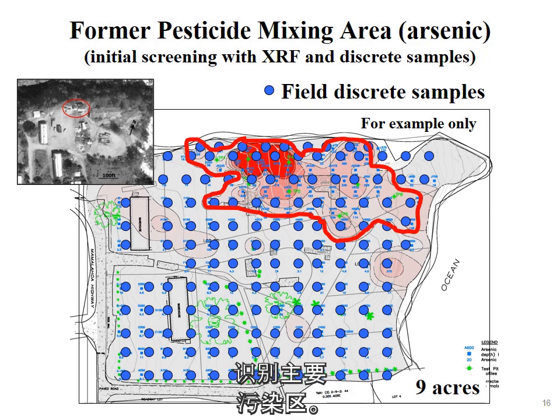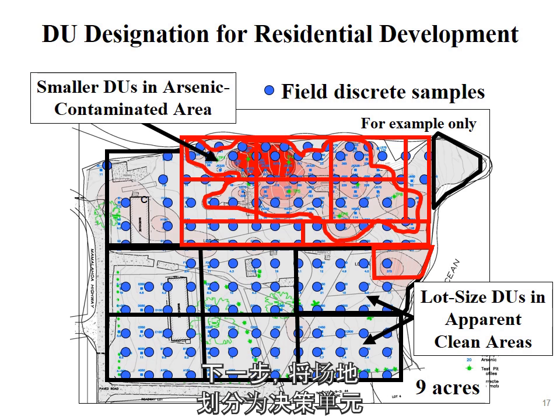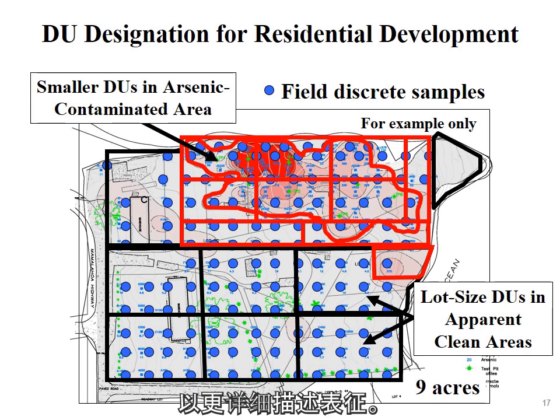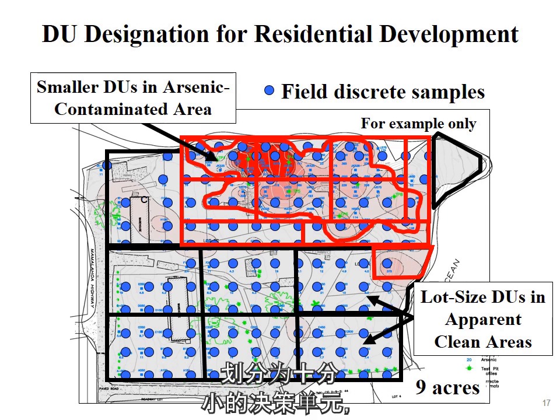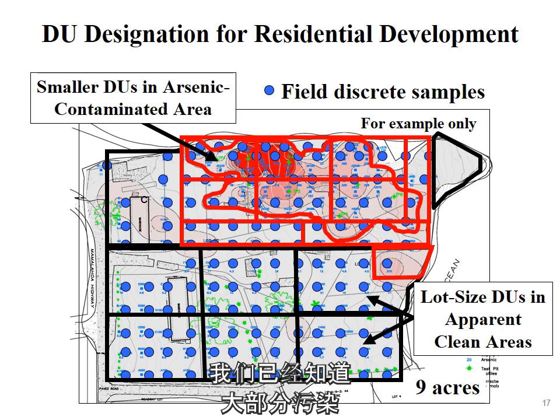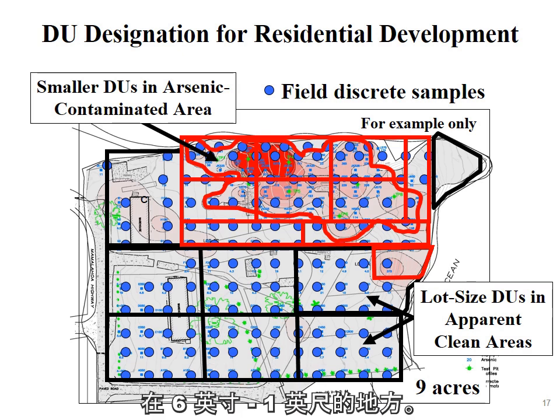Next step was to divide the site into decision units, again for more detailed characterization. So the spill area, or now known heavily contaminated area, was divided up into fairly small decision units, I think a few hundred cubic yards, and that most of the contamination we already knew was within 6 inches to a foot.